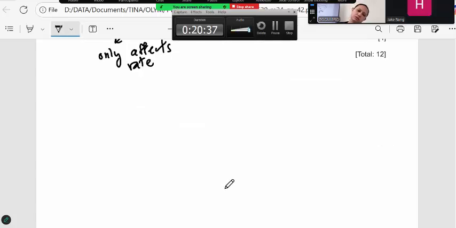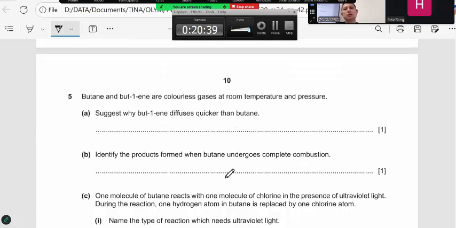Got it? Okay. Suggest why but-1-ene... But-1-ene is butene. What is the formula for butene and butane?